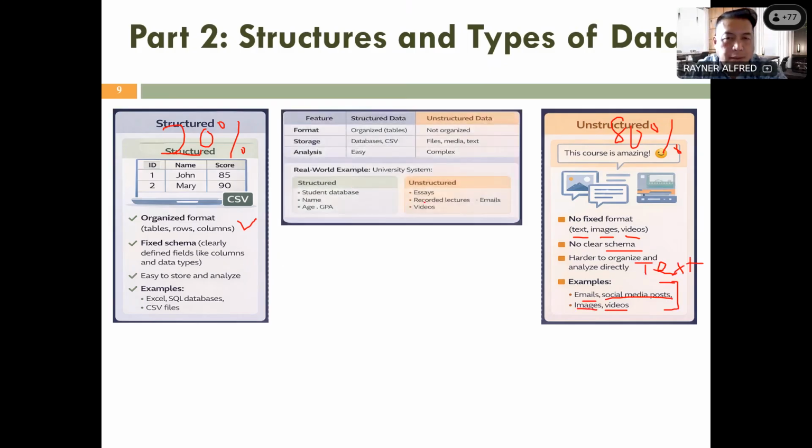If we compare the structured and unstructured, the format for the structured is tables, while the unstructured is not organized. The storage for structured is a database, but for unstructured it is files, media, text. Analysis is easy for the structured, and for the unstructured it is very complex.